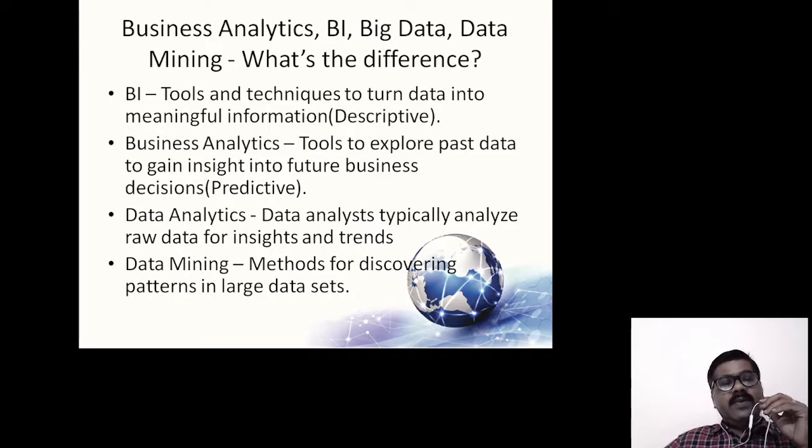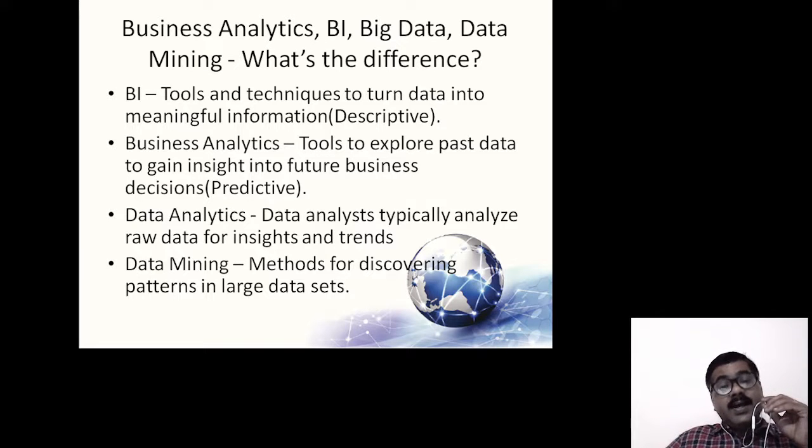Say, for example, if data of the roll numbers, name, and gender of your class is given, a BI tool can give descriptive information that the total number of students is 66, the number of boys is 33, and the number of girls is 33. So such descriptive information can be achieved through business intelligence.